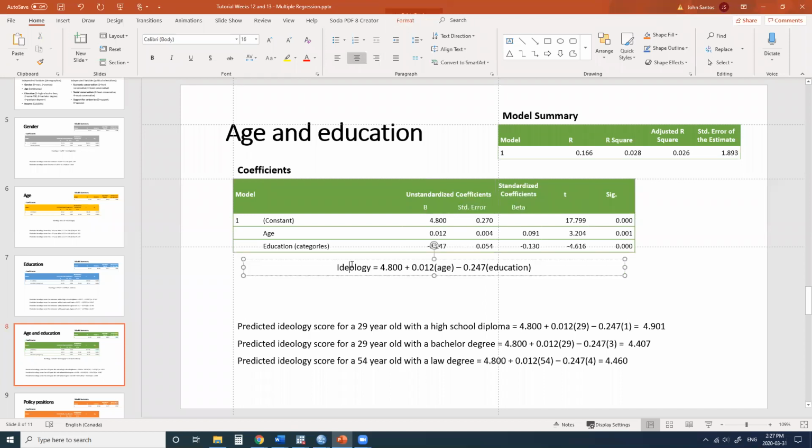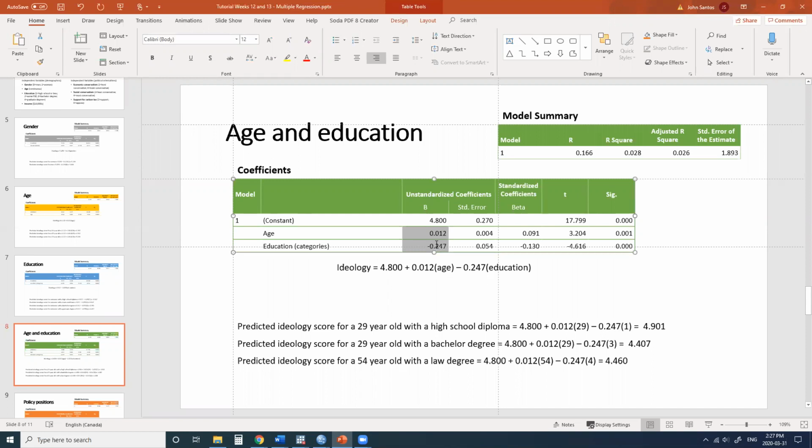So we can predict someone's ideology based on age and the coefficient of age, based on their education and the coefficient attached to education, as well as the y-intercept, right, which is like the correction factor for the equation.